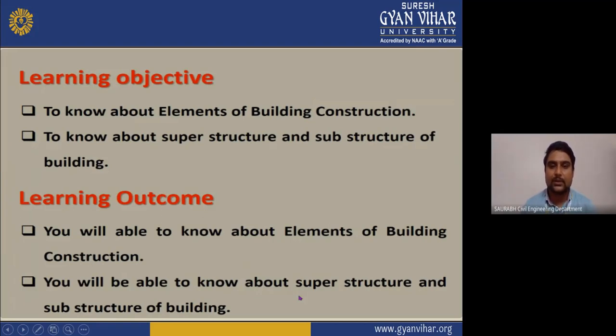First, we will see the learning objective and learning outcome. Here you will know about the elements of building construction and you will also know about the superstructure and substructure of a building. Here is also the learning outcome: you will be able to know about the elements of building construction, and about the superstructure and substructure of a building.